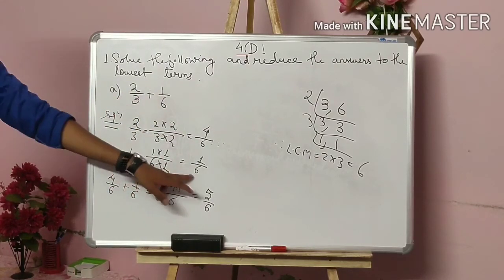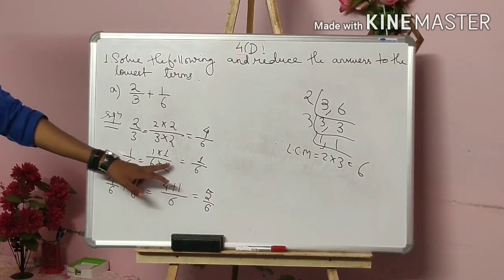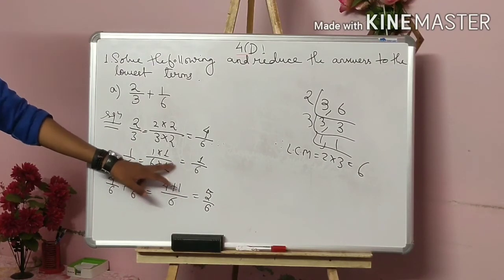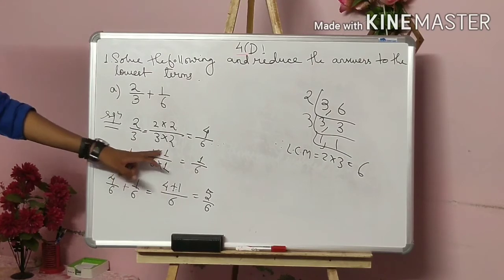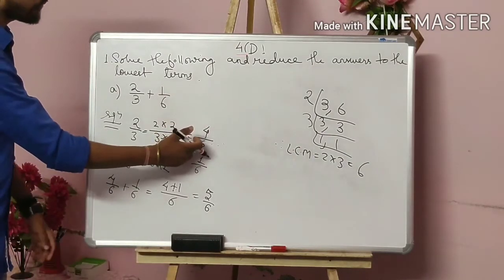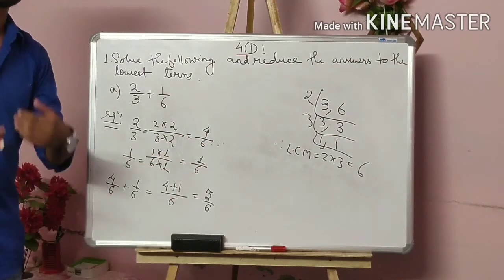Again 6 into how much? 6. So 6 into 1 is 6. So if I am going to write 1 here, we have to write it in the upper part also. So that is 1 1s are 1. Since they have been converted into like fractions, we can add them directly.